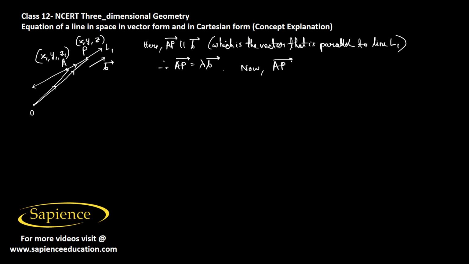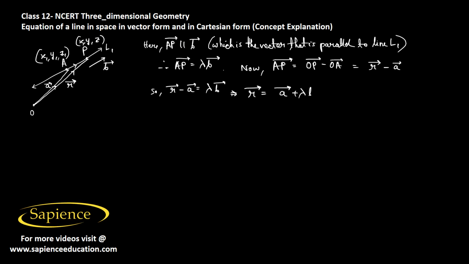Now this AP vector should obviously be equal to OP vector minus OA vector. OP vector is the position vector of the arbitrary point on the line, so that is taken as R vector, and the position vector of the point A is given as A vector. So this is R minus A vector. Therefore R vector minus A vector equals lambda times B vector. So this implies R vector equals A vector plus lambda times B vector. This is the required equation of the line L1 in vector form.